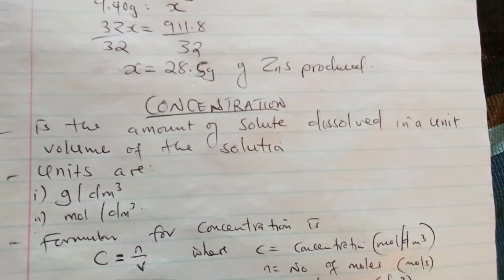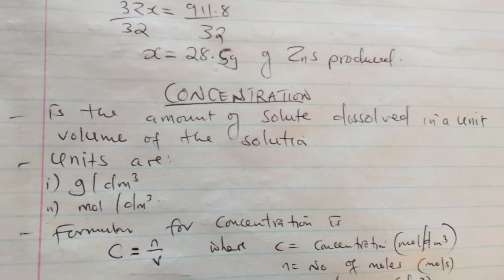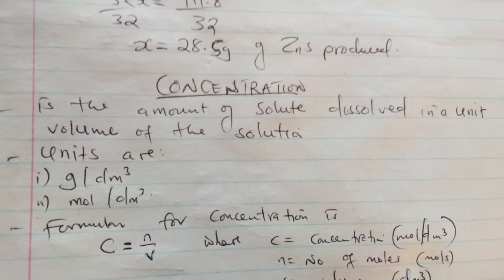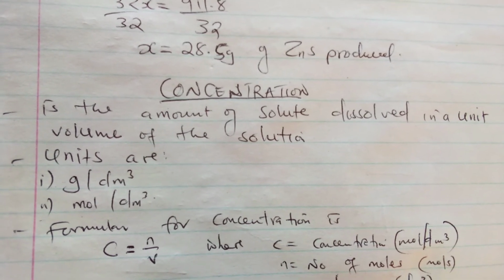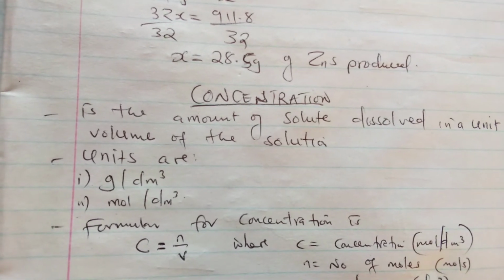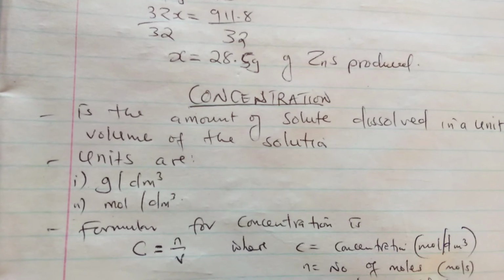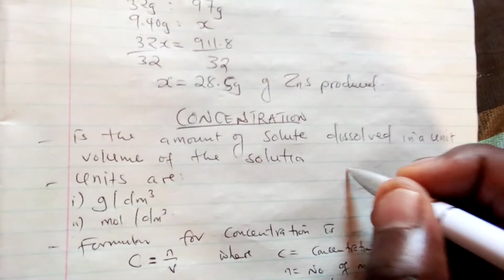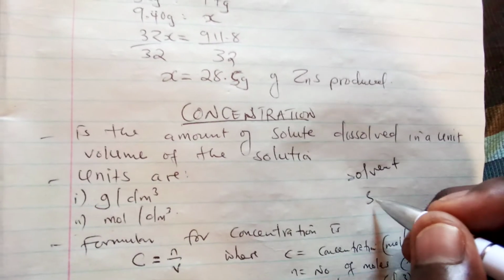Concentration, simply put, I'm sure you've come across it in a life situation where you go buy Mazoe drink and then you say this drink is too concentrated, and what you do is you add something there. So when something is concentrated, it means it has a lot of solute compared to solvent. Remember that a solution has two things. A solution has a solvent, then it also has a solute.